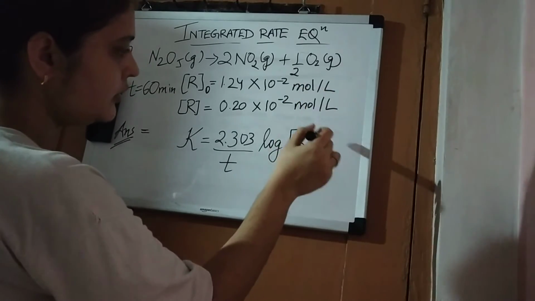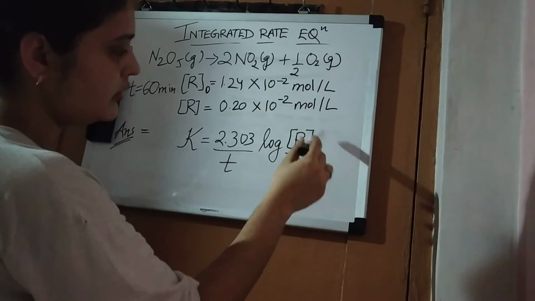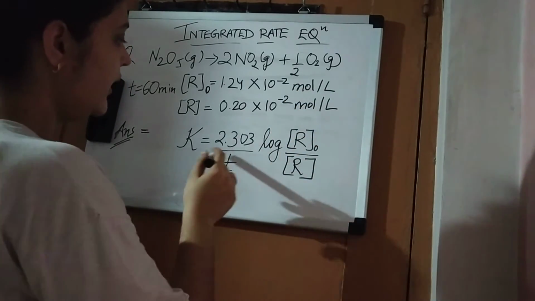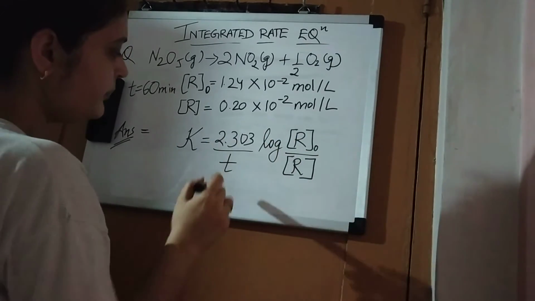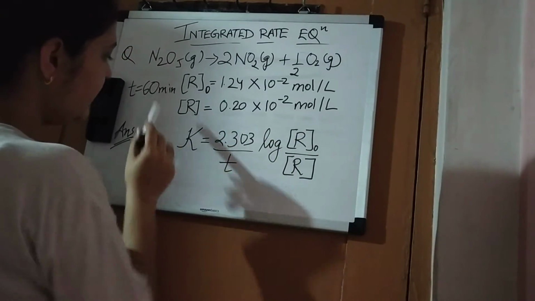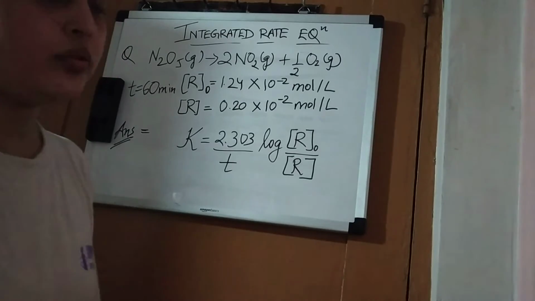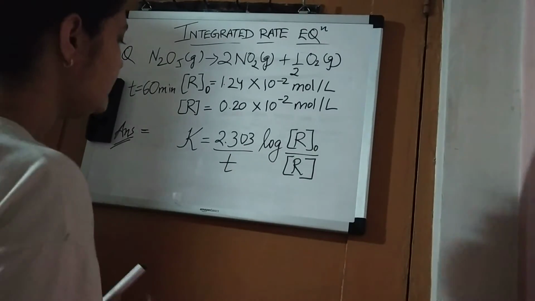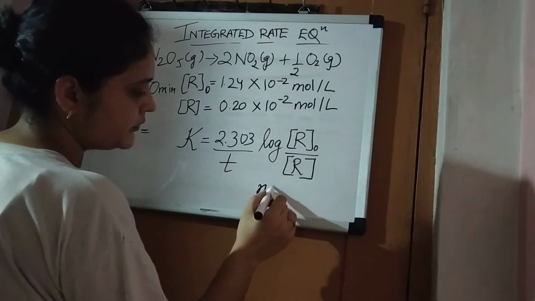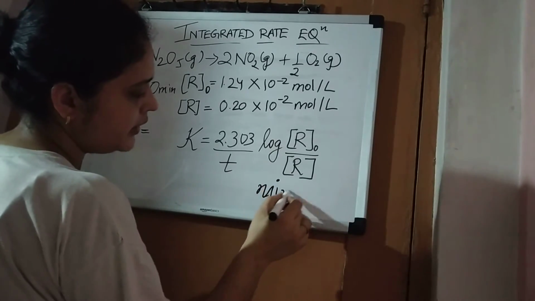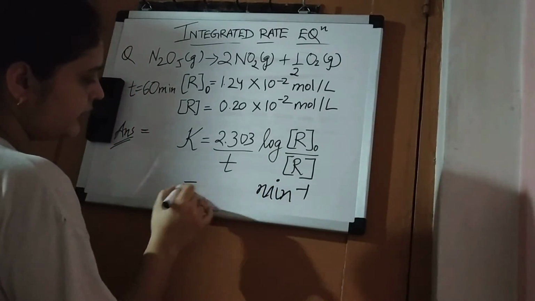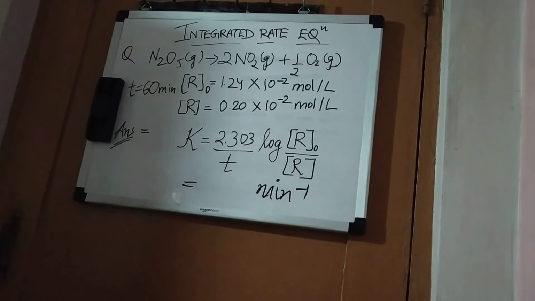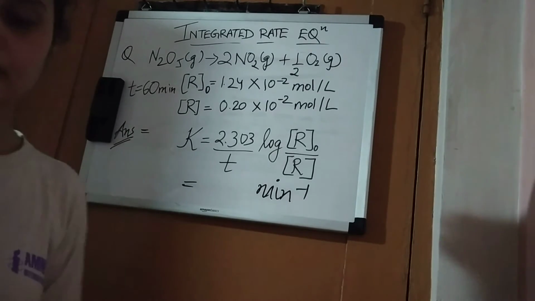Here the mole per liter will cancel out the unit and some log value will come, and here the time is in minutes, so the final k value will come out in per minute. That is, the final answer will be in per minute, and you just calculate and tell me the answer. Okay, now we will solve another problem related to this.